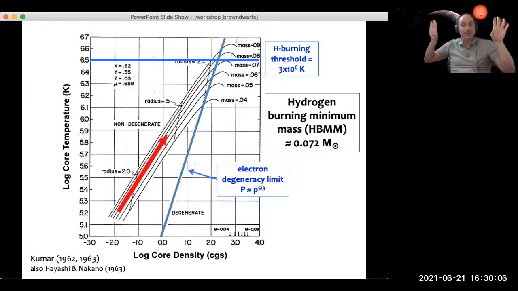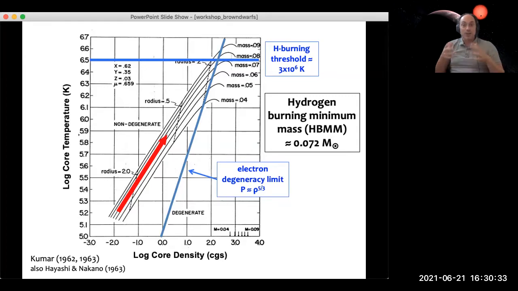And if that happens before you get to this threshold for fusion, then there's nothing that's going to get you there to fusion, because you've actually stopped the thing that gives you heat, which is the collapsing of the star. And so this is what defines a brown dwarf. It's an object that's so low mass that it cannot get to the temperatures and densities that allow fusion reactions to happen. And the reason it can't is because of this electron degeneracy.